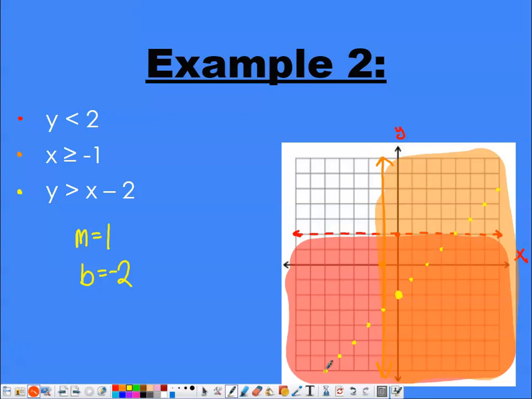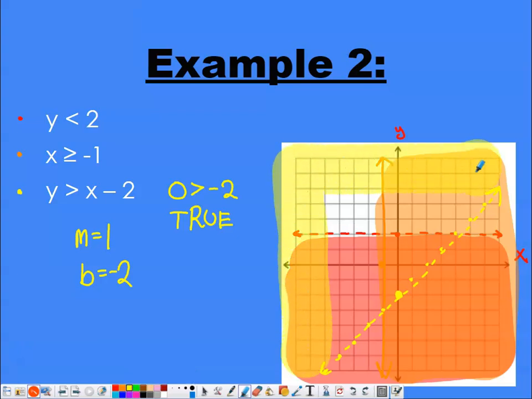Use the dashed line. And then y is greater than. We're going to go ahead and test the point 0, 0. So we have 0 is greater than -2. That is true. So that means that we shade above that yellow line. So let's go ahead and do that. So we're going to shade above that yellow line.